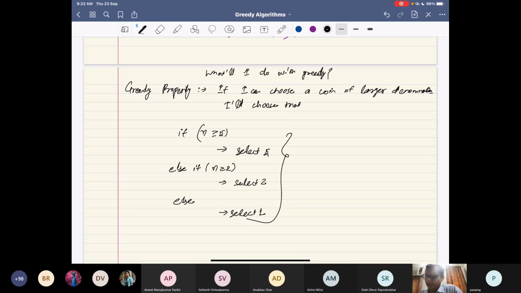It's as simple as that. That is your greedy algorithm. So that means you can accordingly write your pseudocode also. So I don't know whether you want me to write, but change n. Here you will see, okay.